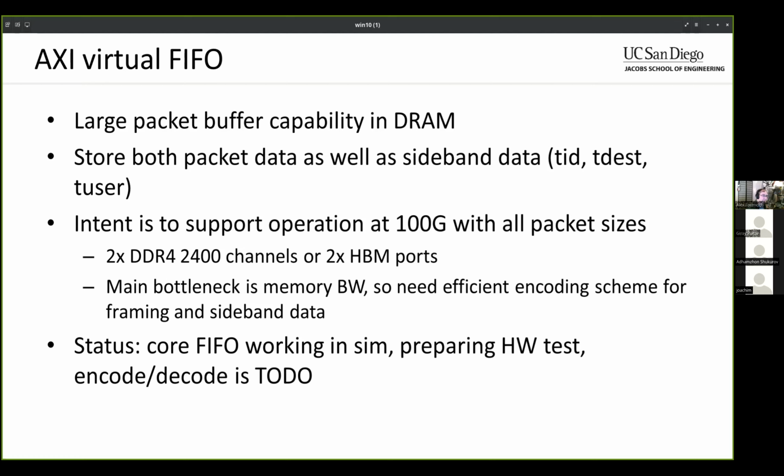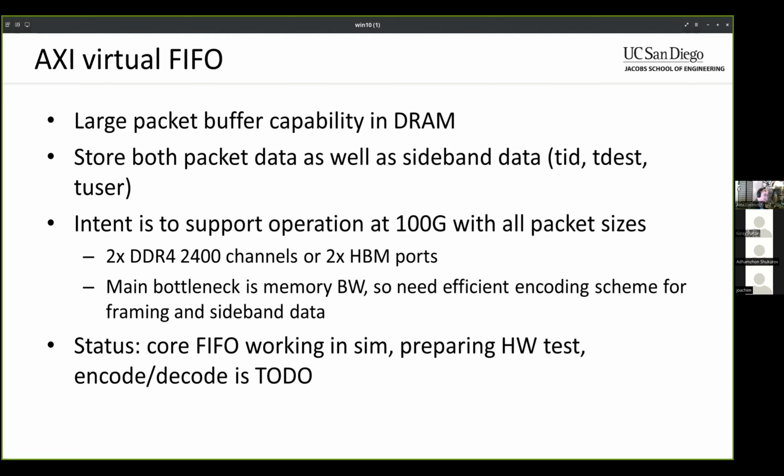Now, in order to hit 100 gig, you don't have enough bandwidth on a single memory channel, so you've got to use at least two. So DDR4 2400 times 2 will give you 100 gig RX and TX at the same time, or it seems like 2 HBM ports, at least on the older UltraScale Plus devices at 450 megahertz. That should be enough as well.